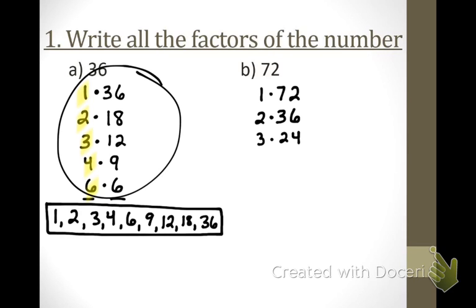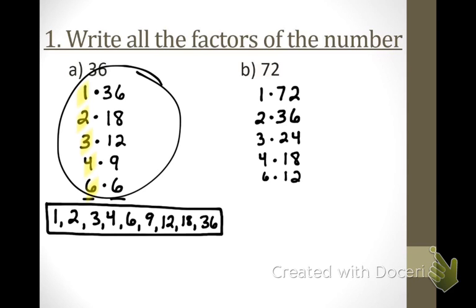Next number, Michael. What do you think? 4. 4 times what? 4 times 18. 4 times 18 does equal 72. Excellent job. Next up, Landon. Can a 5 go into a 72 evenly? How can you tell it can't? It doesn't end in a 0 or 5. Excellent job. Emma, how about a 6? It does. 6 times what equals 72? Very good job. Okay, let's go on to the next one.